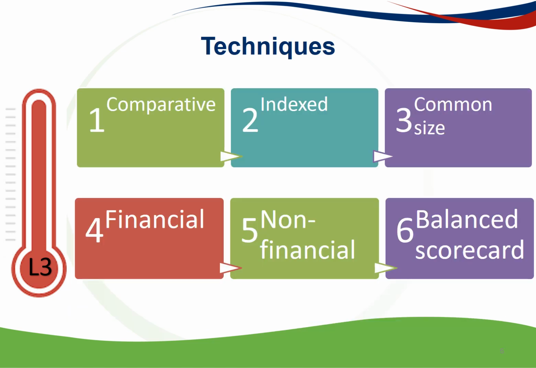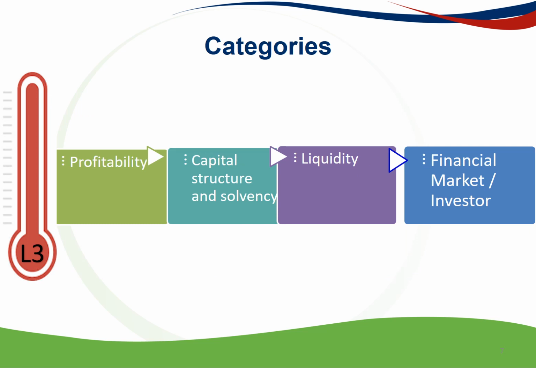Take note of the techniques that are detailed in the textbook and make sure you understand what each of them means and how you analyze information using these techniques. Now we're going to go to categories. There are various categories within financial information, but we're just going to look briefly at profitability, capital structure and solvency, liquidity, financial market, and investor.